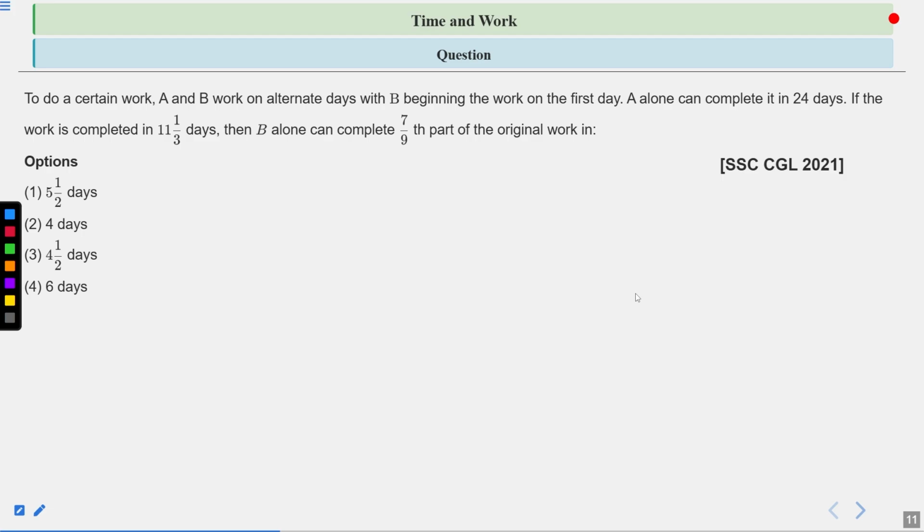So there are 4 options. The first one is 5.5 days, the second is 4 days, the third one is 4.5 days, and the fourth one is 6 days. Now you have 10 seconds to analyze the question. Your time starts now. Now time's up. Let's see the solution of this question.